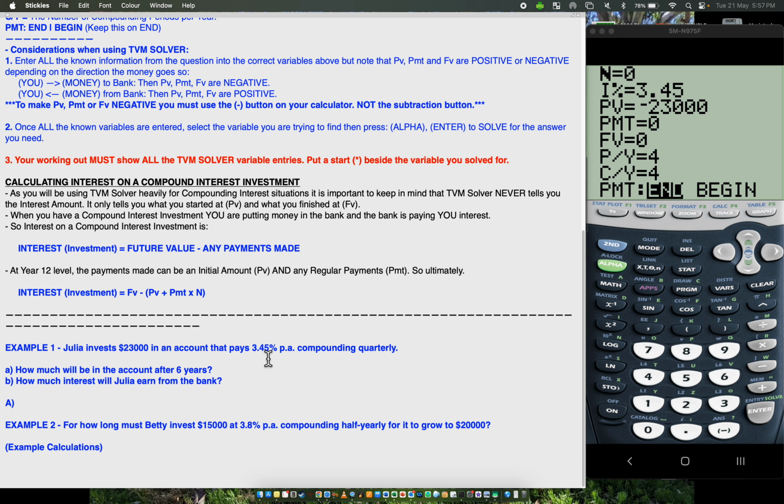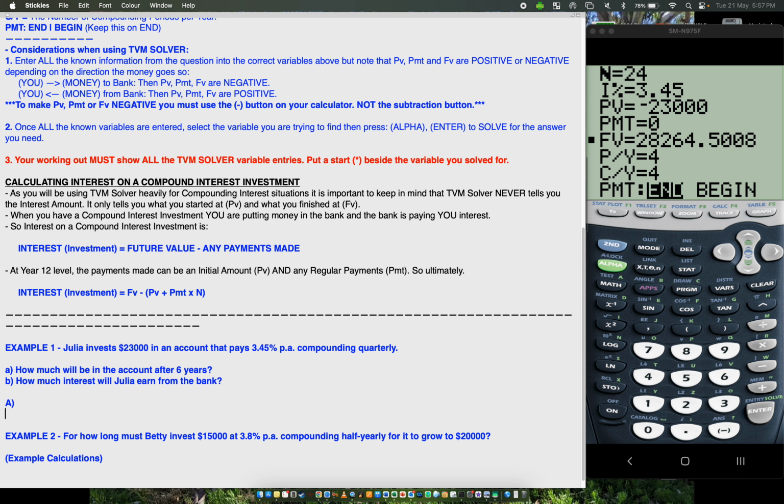And then we need to work out N. And the cool thing with TVM Solver is you can do maths in here. So it's 6 years, but it's the total number of periods. And there's 4 periods a year. So you can go 6 times by 4, which is 24. So we've chucked in everything that we want. So we highlight the thing that we want to find. FV is $28,264.50.